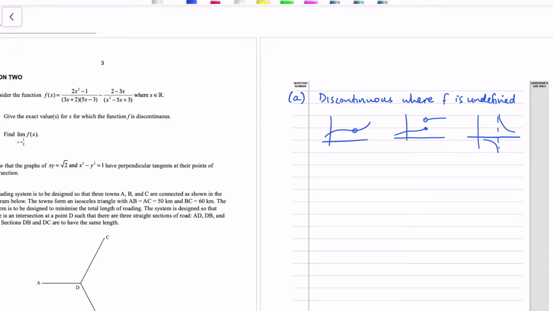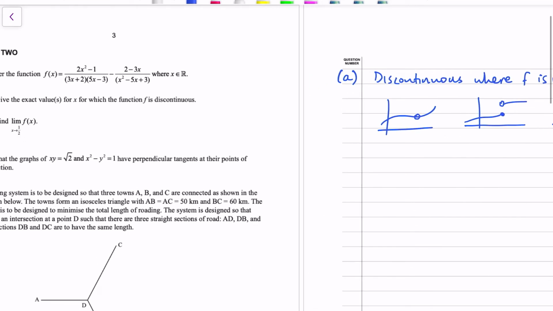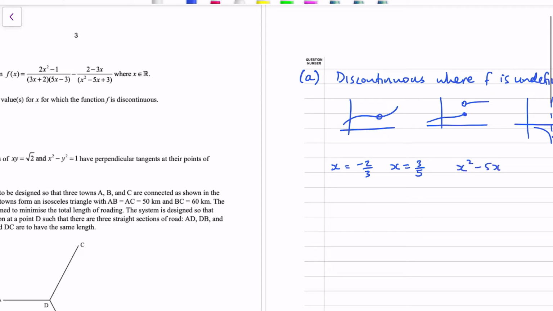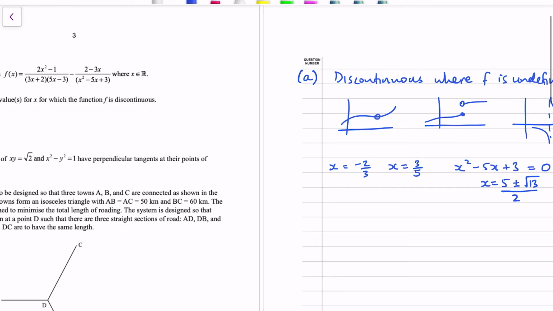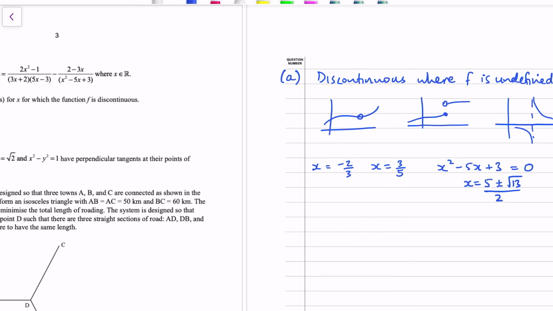So if we make the denominator equal to 0 for this function, x equals minus 2/3 is going to make that left fraction undefined. x equals 3/5 will make the first fraction undefined as well, or x squared minus 5x plus 3, if that equals 0, and the values of x where that equals 0 are 5 plus or minus root 13 all over 2. Those are the four values of x that don't work, and therefore there's no y value for them. Every other x value will work because the function's just made up of polynomials. Okay, so they're the values of x where the function is discontinuous.